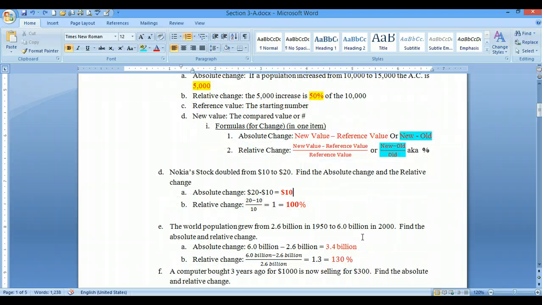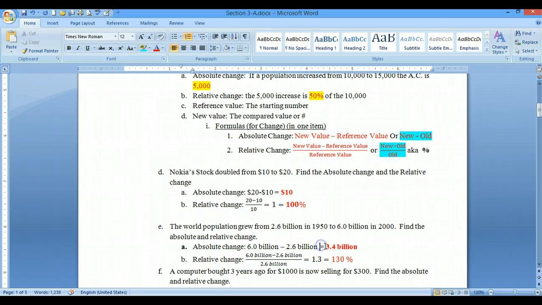The world population grew from 2.6 billion in 1950 to 6 billion in 2000. Find the absolute and the relative change. Remember, absolute means new minus old. So my new number or population is 6.0 billion. The old population is 2.6. So subtracting 6.0 minus 2.6 gives me 3.4 billion.